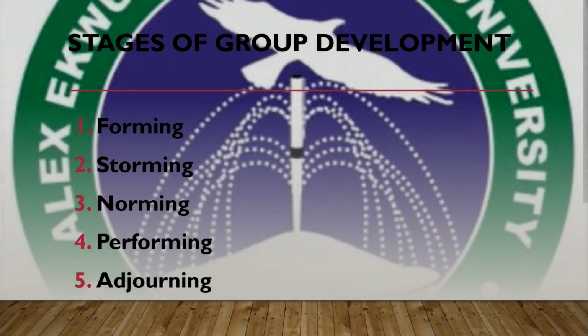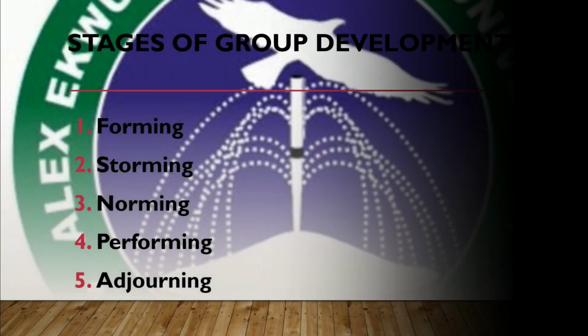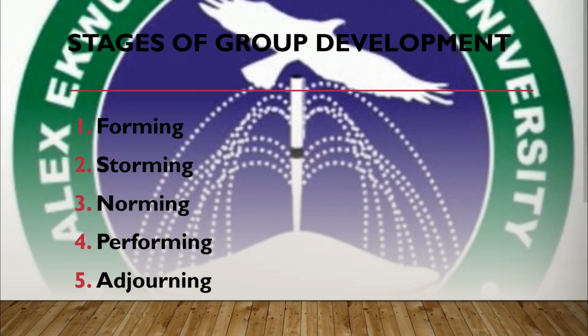You make inquiries, trying to show a level of dependence. After this stage now, you move to the next stage, which is the storming stage. At this stage, the storming stage, the group encounters conflict, as members confront and criticize each other.